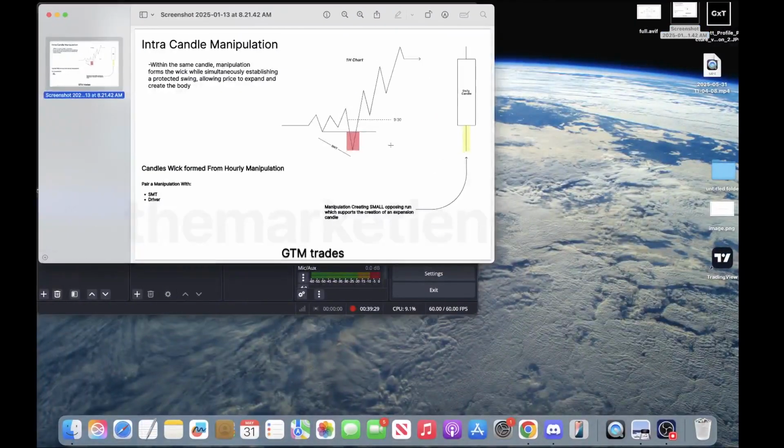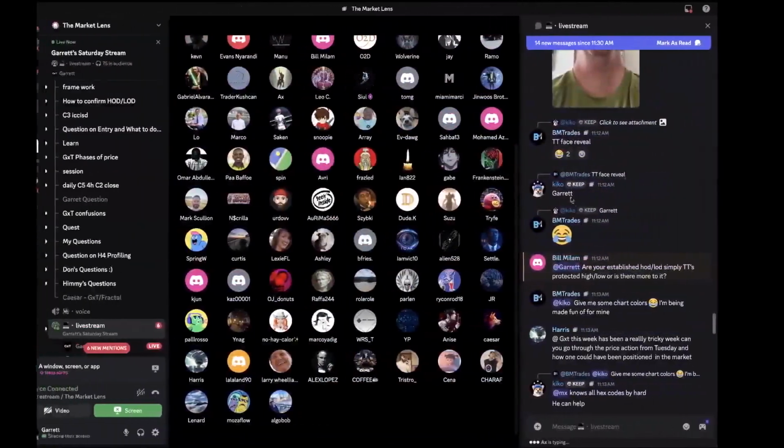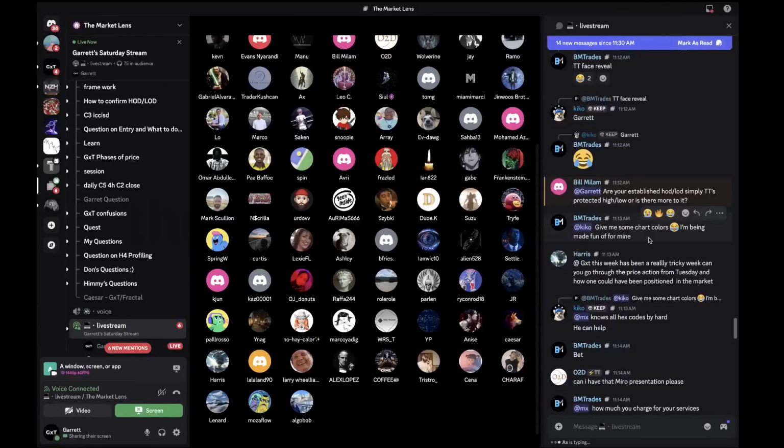My ideal GXT profile is just a low of day created from a protected swing, right? Because that creates the wick. So if the daily opens low and then manipulates, creating the wick, then you can assume that the low of day is put in and we should expand away, which would then create the body. So the manipulation creates the wick, the expansion away from the wick creates the body of it. If you have a small wick, then you can expect expansion, right?